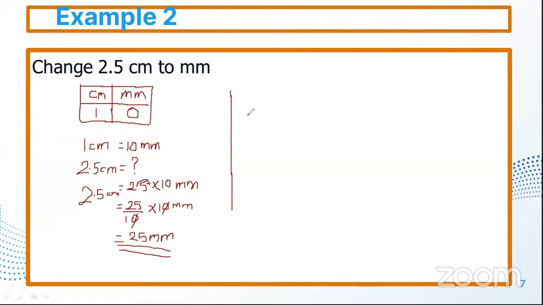If you don't want to change it to a fraction, you can multiply 2.5 by 10 like this. 10 does not have a decimal point, it is only 2.5 which has a decimal point. But you can multiply it like this. 0 times 5 is 0. Then 0 times 2 is 0. Now you have here 1 times 5, you will get 5. Then 1 times 2, you will get 2.